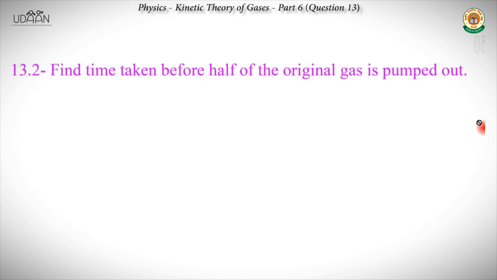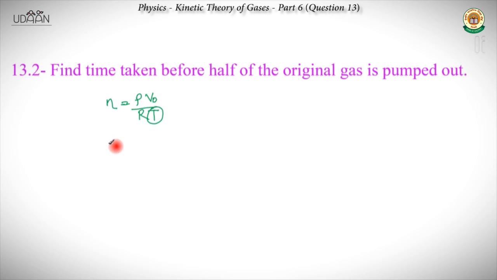Okay, so the next part of the question asks you about the time taken before half of the original gas is pumped out. How do you do that? Yeah. So before half of the gas is pumped out, first we see what the n will be. So n is PV by RT. Right. So for the particular gas, the volume is the same, so we can write it down as V naught, and the temperature also remains the same. So the only way that n varies is by the pressure.